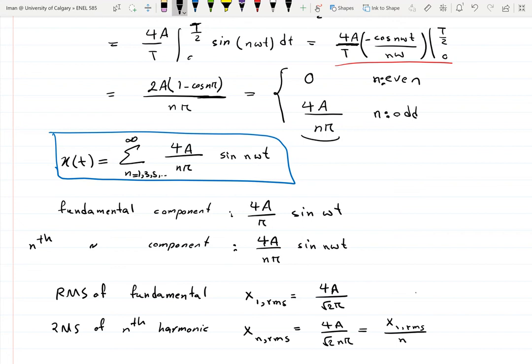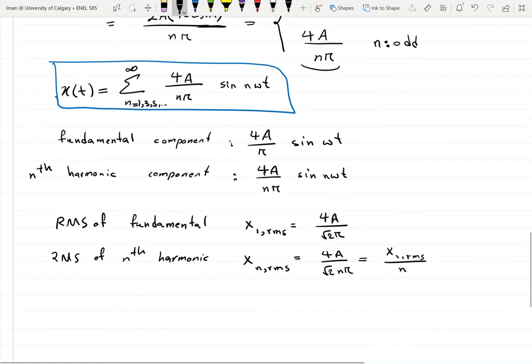What's the nth harmonic component? Whatever value of n, it's the nth sinusoid. It's going to be 4a divided by n pi times sine of n omega t. This is going to be my nth harmonic component.